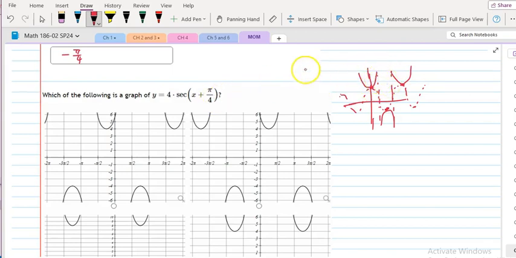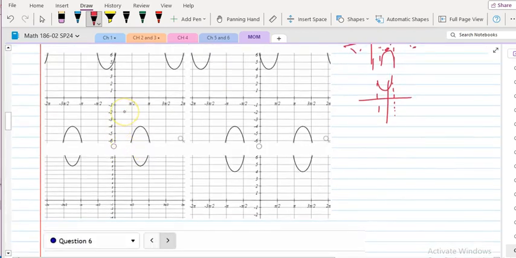But because we are shifting left, pi over 4, the whole thing would move. It would still be like this, but it's moved to pi over 4. Everything moved pi over 4. So all you need to do is look at the vertical asymptote.